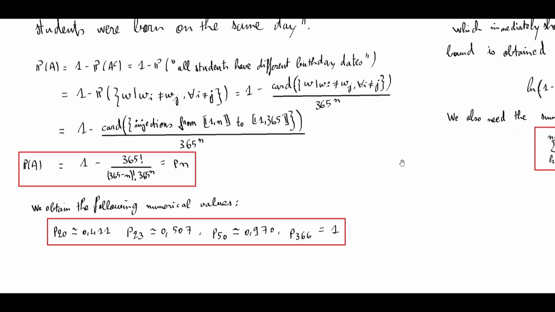We obtain the following numerical values. P20 is approximately equal to 0.411, P23 equals approximately 0.507, P50 is around 0.970, and P366 equals 1.